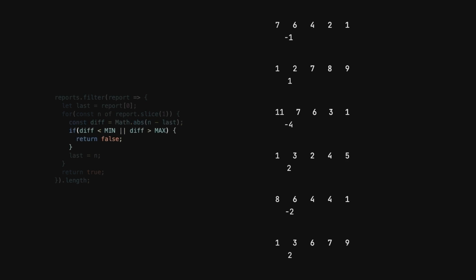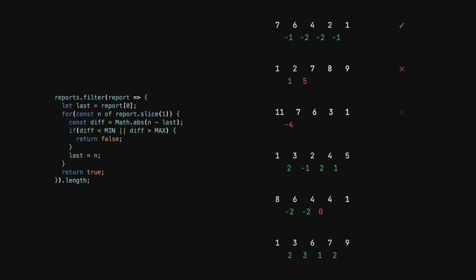If the difference is outside our tolerance of 1 to 3, we can stop calculating and mark the report as unsafe. But if it's within our tolerance, we set our last reference to the current number and continue on to the next number in the report array. Doing this for each report, we can see that 3 of them are marked safe.